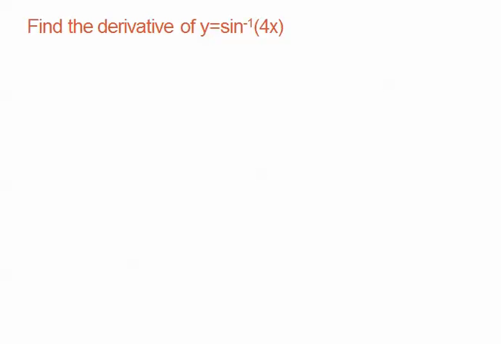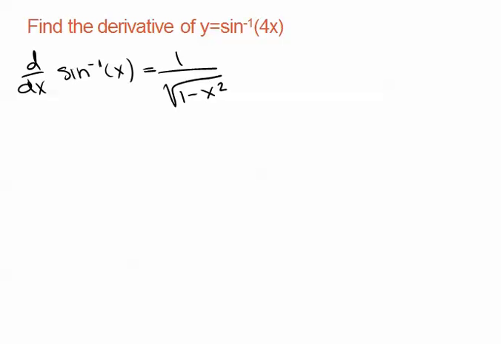Take a moment to refer to your table and find the formula for the inverse sine. The basic form says that the derivative of inverse sine of x is 1 over the square root of 1 minus x squared. Okay, our problem looks pretty similar to this. However, instead of having an x, we have a 4x.